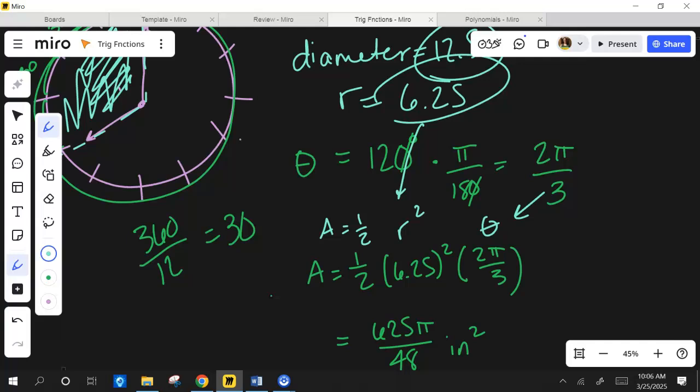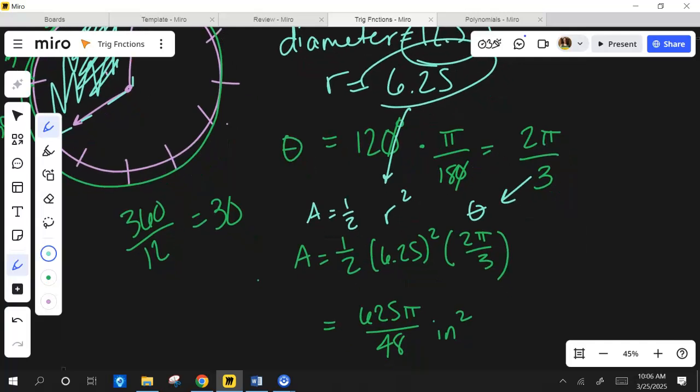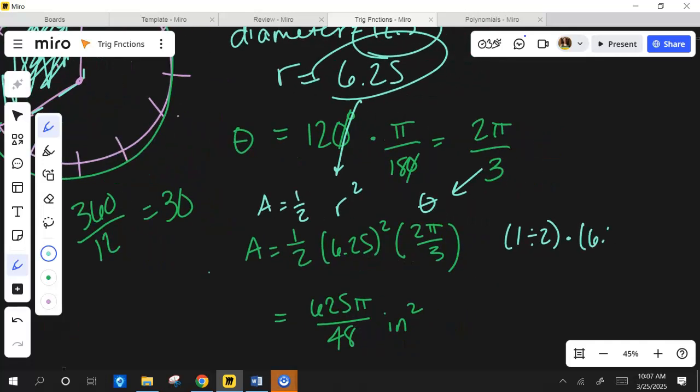You don't know how I got the number? On your calculator, do 1 divided by 2 times 6.25 to the second power, and then times that by the 2 divided by 3. And then do math, enter. And we just left the pi in there. Area is always in whatever units it is squared.